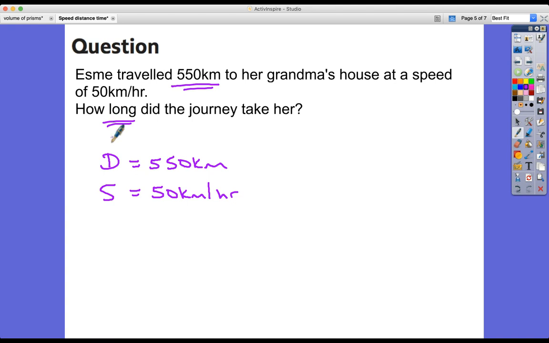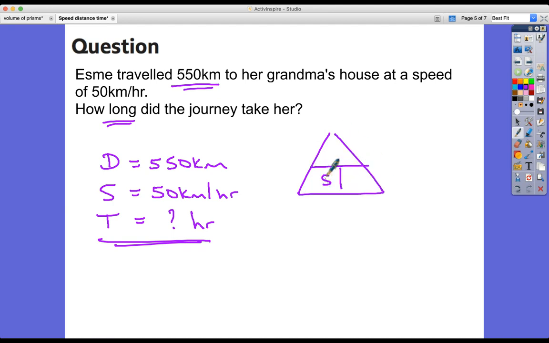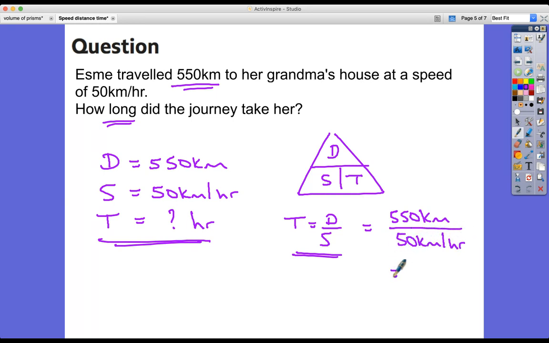Okay, so how long? We're looking for a time in this question. I've got this one being kilometers and this one being kilometers per hour. So my answer is going to come out in hours. That's what we're trying to find. Let's draw out the formula triangle. Speed is distance over time. So time from this is distance over speed. So the time that we're trying to work out is, first of all, my distance, which is 550 kilometers, divided by my speed, which is 50 kilometers per hour, which comes out at, let's work this out, 11 hours.